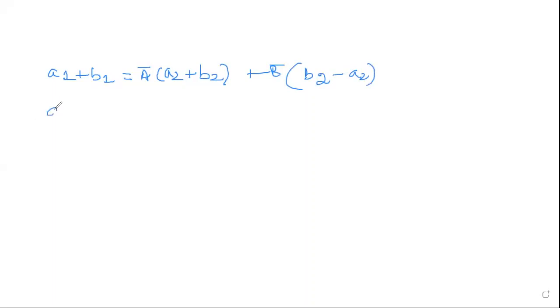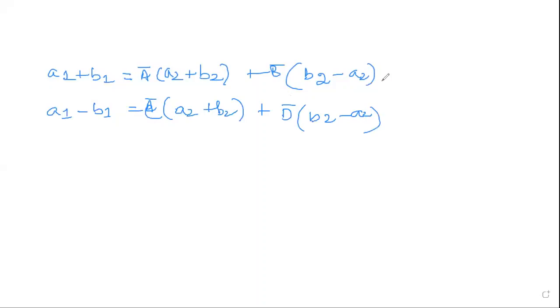Now write the equation, which is the finalized equation with respect to A bar, B bar. You will get it as A1 plus B1, which is equal to A bar into A2 plus B2, plus B bar, this one we have changed, B2 minus A2. Similarly, A1 minus B1 is equal to C bar into A2 plus B2, plus D bar into B2 minus A2.